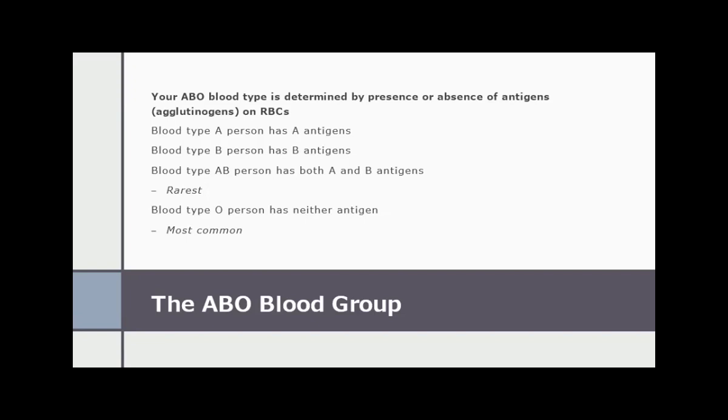Now, O is the universal donor. Type O blood can give to anybody, but they can only receive type O. Type A blood is the universal receiver. Type A blood can receive anybody's type of blood. See the difference?